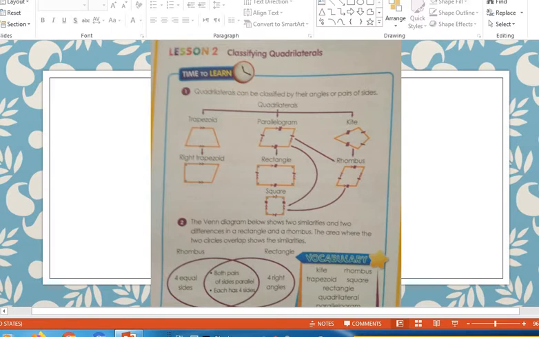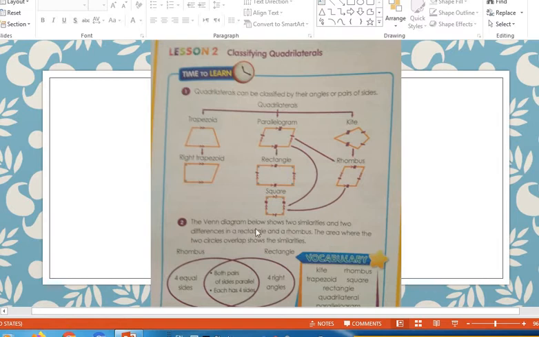In this lesson, you will learn how to classify the quadrilaterals. How can you classify quadrilaterals? Classify according to side length and angle measures. Quadrilaterals can be classified by their angles or pairs of sides. Quadrilaterals: trapezoid, right trapezoid, parallelogram, rectangle, square, kite, rhombus.